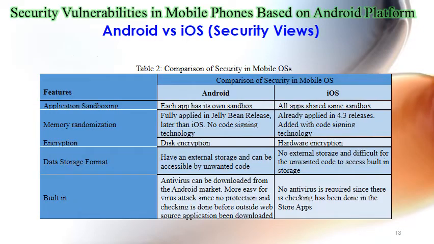This table here answers why Apple iOS is more secure than the Google Android platform. Apple iOS has hardware encryption instead of software encryption. Also, we see here some differences between Android and Apple iOS. In Apple iOS, antivirus is not required since the checking has been done in the store application.